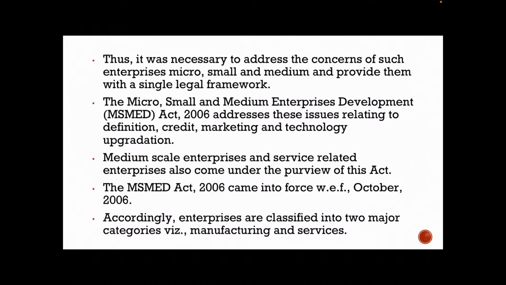The MSMED Act 2006 came into force in October 2006. Accordingly, enterprises are classified into two major categories, which are manufacturing and services. Manufacturing is when you're producing something. Services is when you're rendering a service, whether it's a doctor, a lawyer, etc. Production is you creating a product, a commodity for someone, whereas service is more action-oriented.